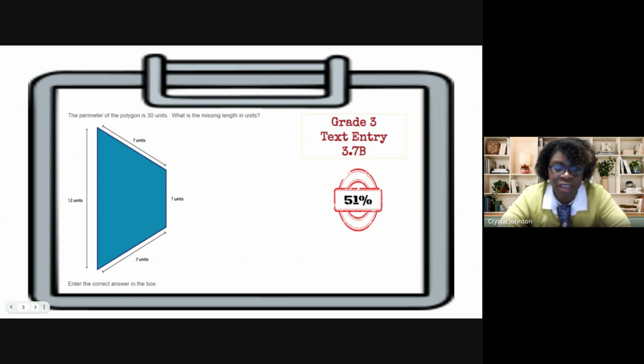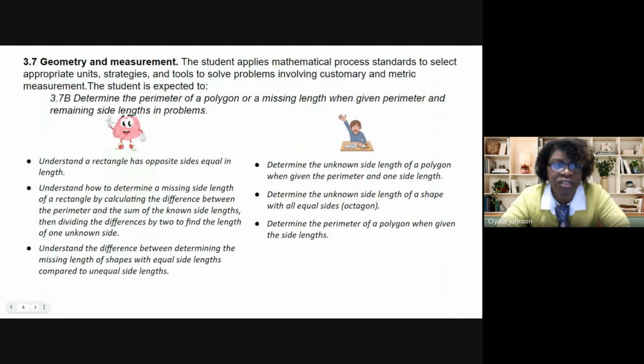This particular TEK was part of the strand of geometry and measurement, where they apply their mathematical process standards to select their appropriate units, strategies, and other tools to solve problems that will involve metric measurements. In this TEK, students were to determine the perimeter of a polygon or find the missing length when given the perimeter and the remaining side lengths in the problem.